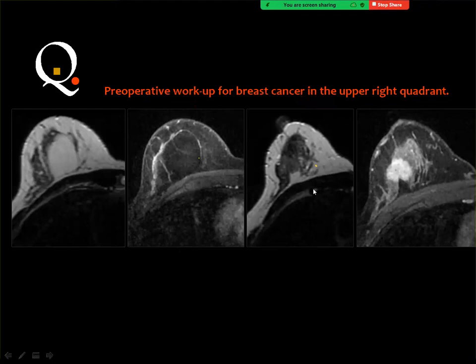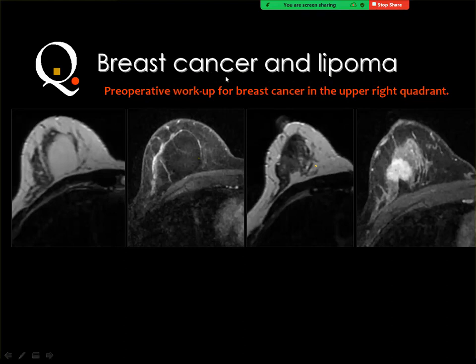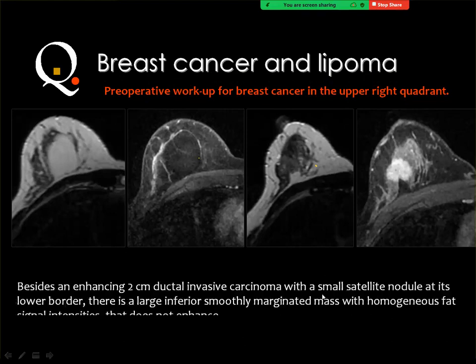Carcinoma and lipoma, very good answer. This is fat and it is suppressed in the fat suppressed images, and this is carcinoma, which is enhanced after contrast with fat suppressed images, and you have both lesions, the breast cancer and the lipoma.